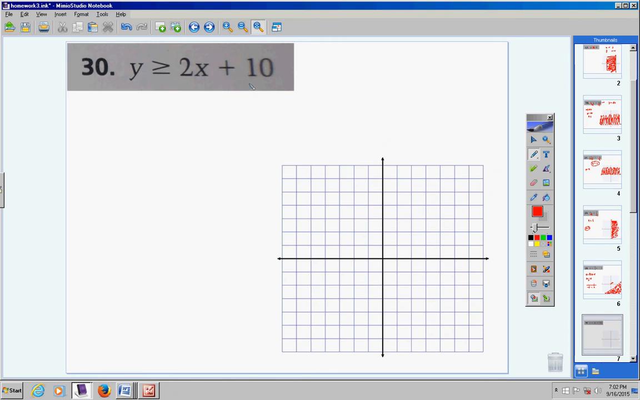Same thing, I notice right away I have two variables, so I'm going to rewrite it with an equal sign, and I'm going to say to myself, okay, I can graph this pretty quickly. Y is all by itself, so if y is all by itself, I'm going to say my y-intercept is 10, and my slope is 2. I'm going to put that 2 over 1, so I have a rise number and a run number, alright?